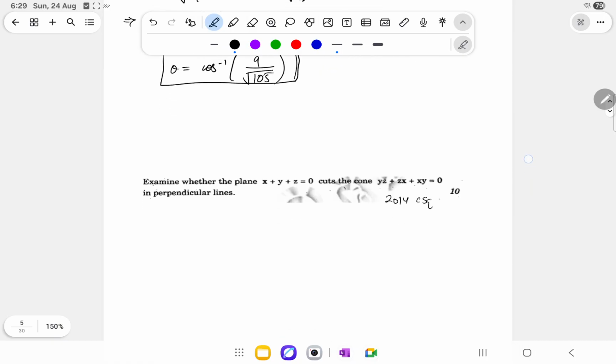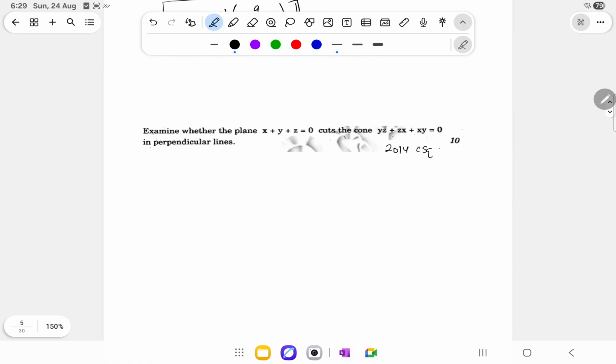So let's move on to the next question. The next question says: examine whether this plane cuts the cone in perpendicular lines. Okay.